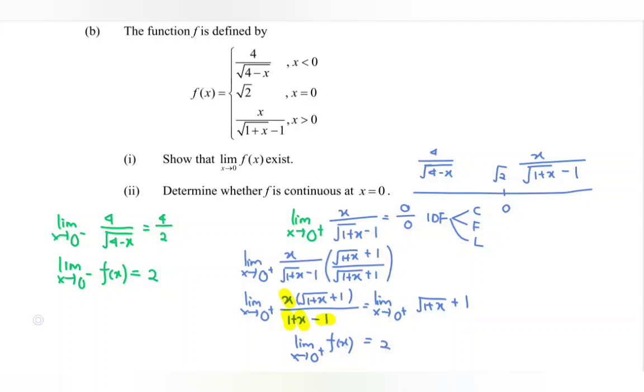So from here, the limit when x approaches 0 from the left of f(x) is the same as the limit when x approaches 0 from the right. So the limit when x approaches 0 for the function f(x), the value of y approaches 2. And we can consider that the limit exists.